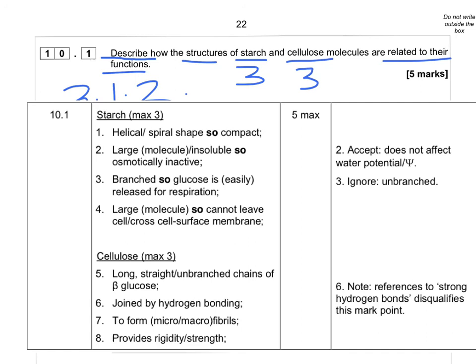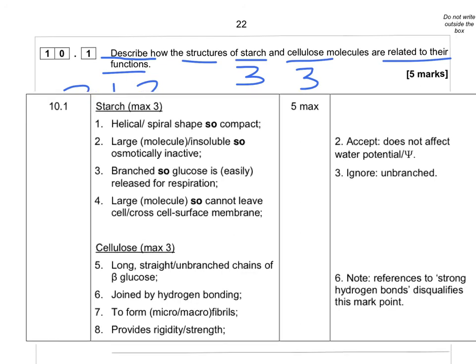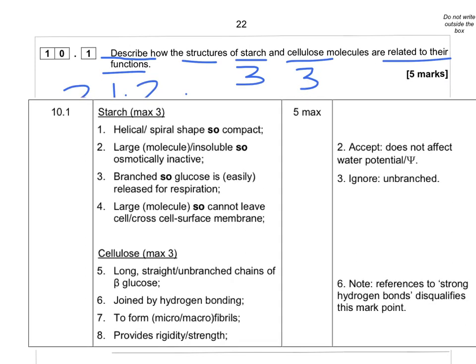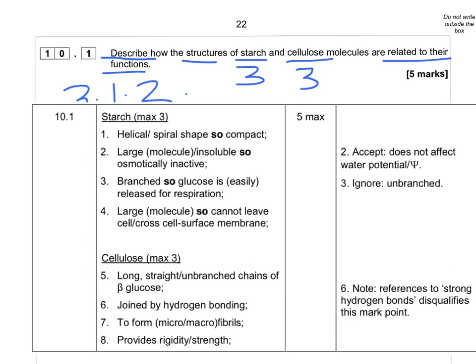And then cellulose is long and straight, made of beta glucose. They're joined by hydrogen bonding, basically to keep them compact, and they form fibrils, which provides rigidity and strength. So those are the possible answers. All of those things would be in your textbook, in your notes, and in your revision. It's important you revise all these kinds of details.